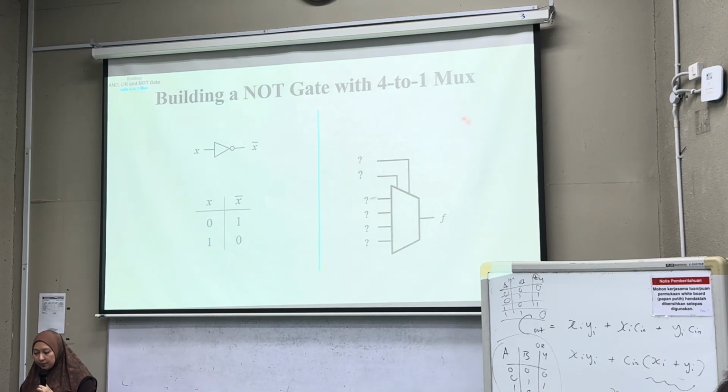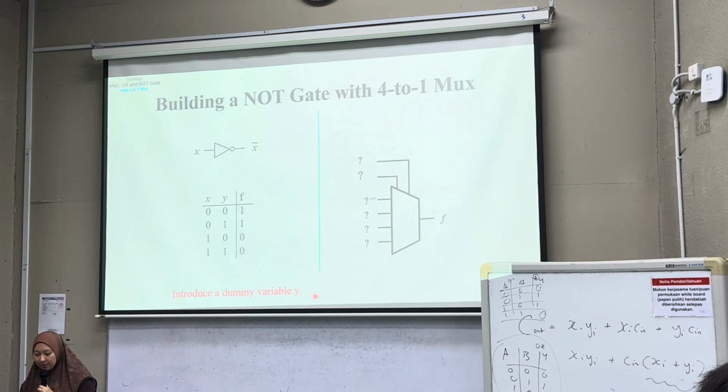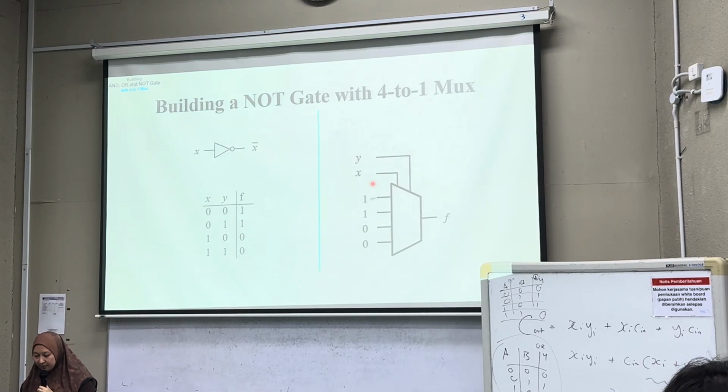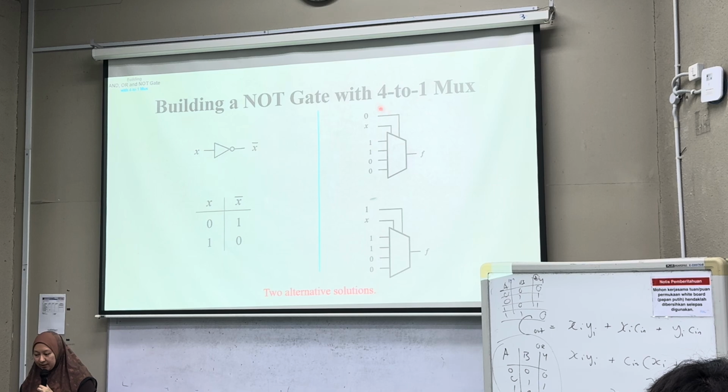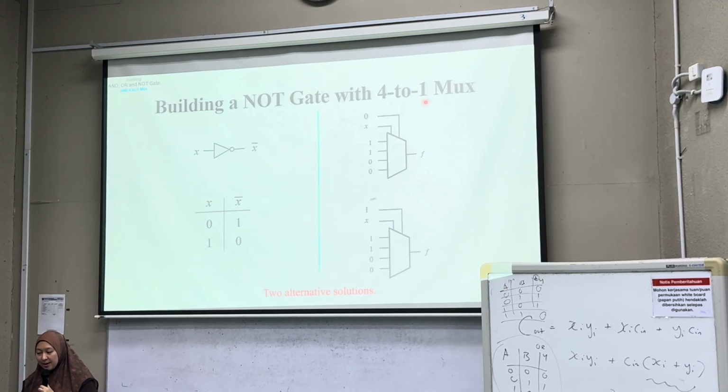Here I can also use the 4-to-1 mux as a NOT gate. What I do is introduce a dummy variable y. Now set y to either 0 or 1, and both will work, so you've got 2 alternatives. I put y as a 0 or a 1, but I can still get my x to be complemented. So I can still build a NOT gate using a 4-to-1 mux.